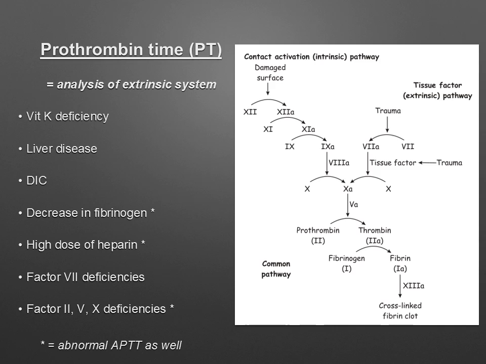DIC, decrease in fibrinogen. High doses of heparin, often prothrombin time is insensitive to unfractionated heparin because the prothrombin time reagent includes a heparin neutralization agent. So often it's only higher doses of heparin that affect it. And then obviously factor 7, 2, 5 and 10 deficiencies can affect it as well.